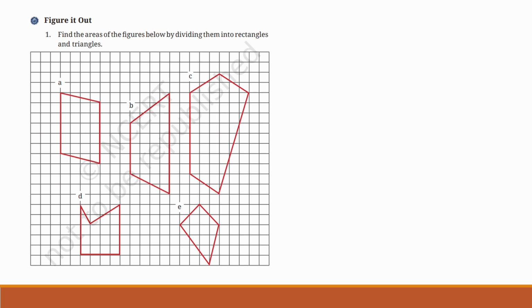Figure it out. Find the area of the figures below by dividing them into rectangles and triangles. So some figures are given. We have to find the area of these figures by dividing them into rectangles and triangles.